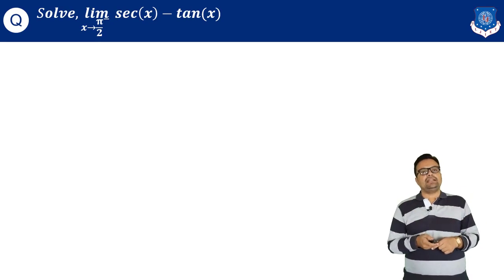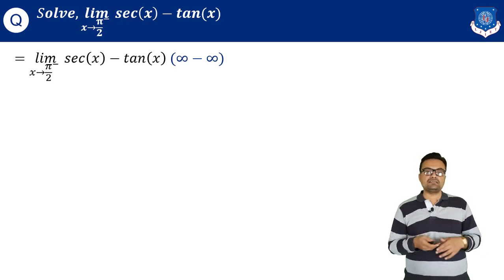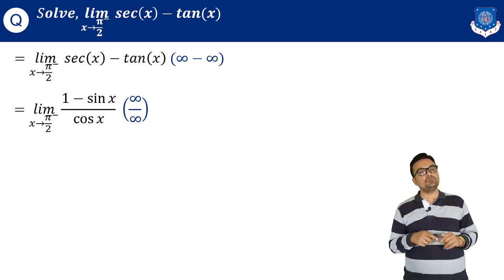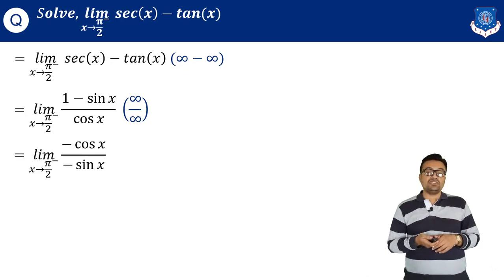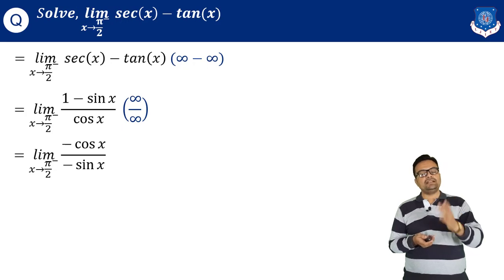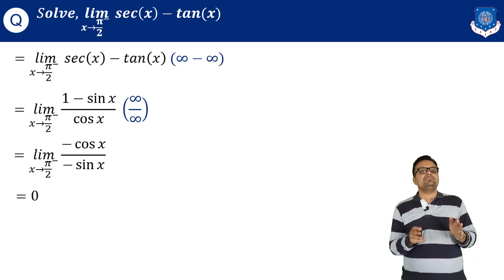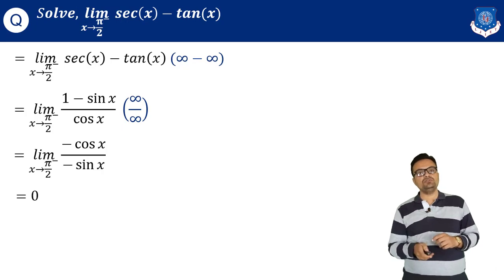Now let us come to the next example: the limit as x tends to pi by 2 from the negative side, of sec x minus tan x. This is nothing but infinity minus infinity form. I need to convert this, so I am converting sec x into 1 upon cos x, and tan x into sine x upon cos x, and so it is now a single fraction of the form infinity by infinity, so I can apply L'Hopital's rule, taking the derivative of numerator and denominator separately. Finally, when I put x as pi by 2 into this limit, it results in 0.